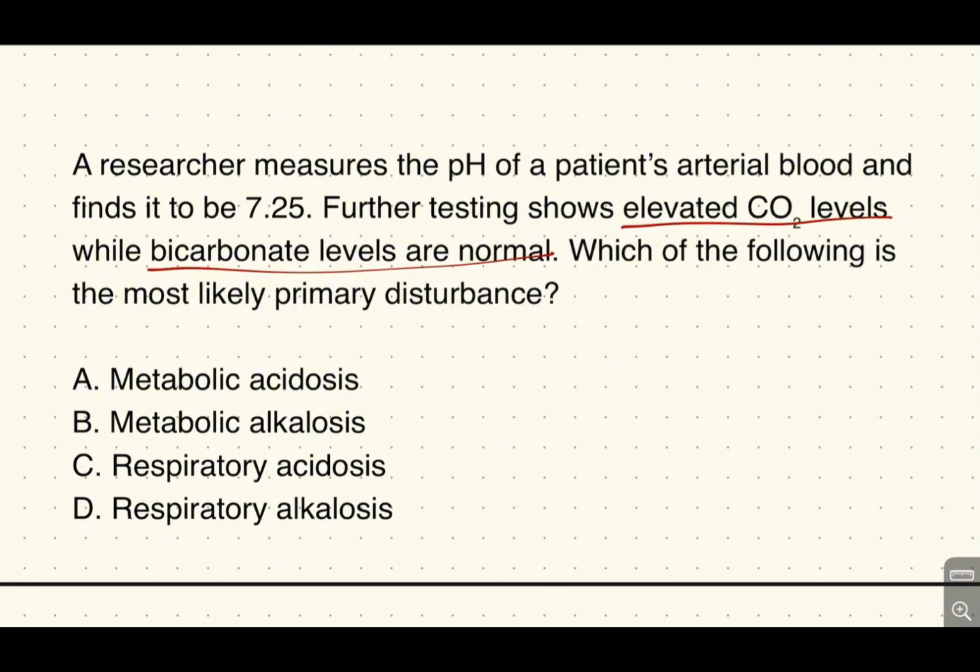Because we know bicarbonate levels are normal, we can cancel out all the metabolic answer choices. So, using what we know about the bicarbonate buffer system, we know that an increase in CO2 levels will lead to an increase in H plus ions. As a result, an increase in H plus ions will lead to a decrease in pH. A decrease in pH is an example of acidosis, so the answer is C, respiratory acidosis.